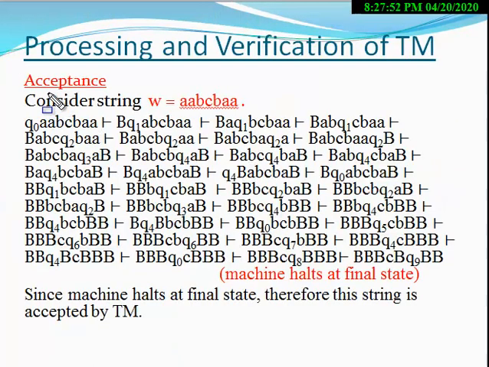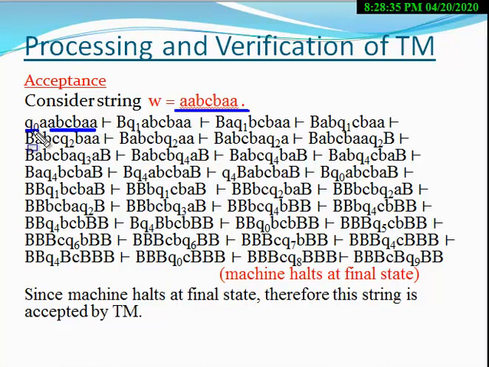Here we first consider the acceptance part. We consider one string belonging to L, the string ABCBA. First you have to start from the initial state with the string you have to process. So this is the initial ID.